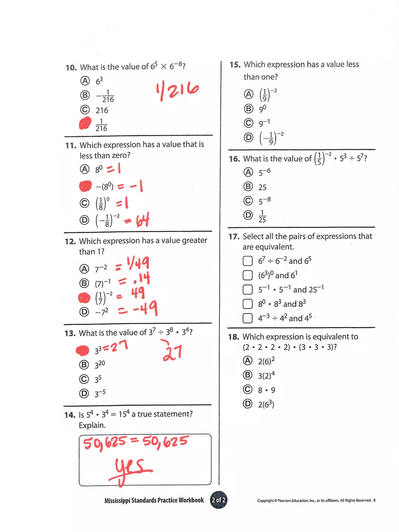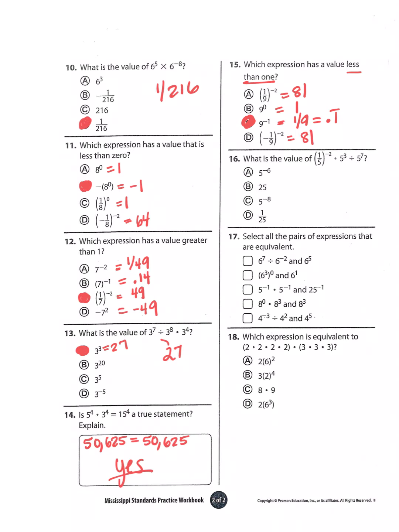Number 15, which expression has a value less than 1? Punch them in your calculator and see what you get. 1/9 to the negative 2 power is 81. 9 to the 0 is 1. 9 to the negative 1 is 1/9, or as a decimal, 0.1 repeating. And then negative 1/9 to the negative 2 is also 81. So which one is less than 1? C.